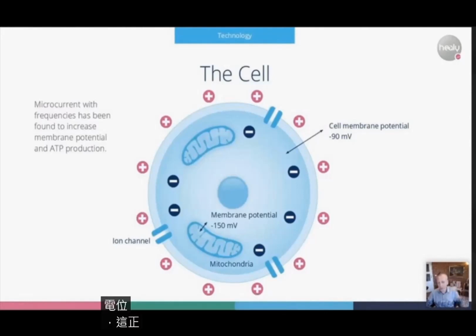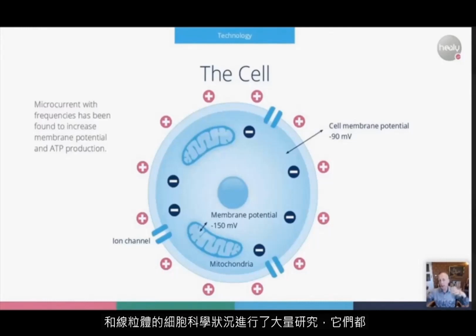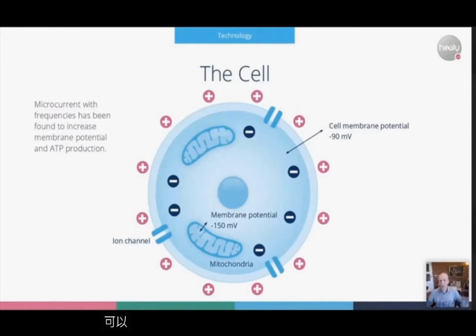And this is exactly the place where the ATP production takes place, where the cell produces the energy which we need for moving and for living. I have done a lot of research on the state of science on the cell membrane potential and on the mitochondria, and they all indicate that microcurrent, especially with the low frequencies, can be supportive for both of these membrane potentials, for the cell membrane potential itself and for the membrane potential of the mitochondria also.